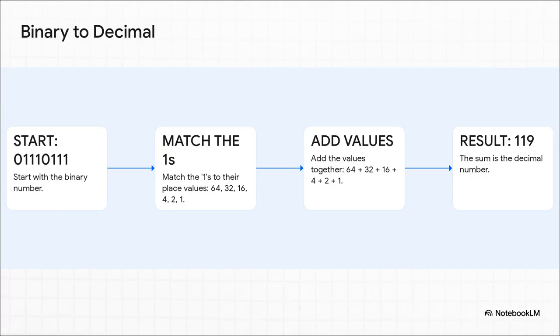So let's go ahead and crack that code from the last slide. We take our binary number, 01110111, and we just look for all the on switches, the ones. Their values are 64, 32, 16, 4, 2, and 1. Now for the easy part, we just add them up, and what do we get? 119. It's literally that simple, and that's how computers translate their basic on-off language into the numbers that we use every day.